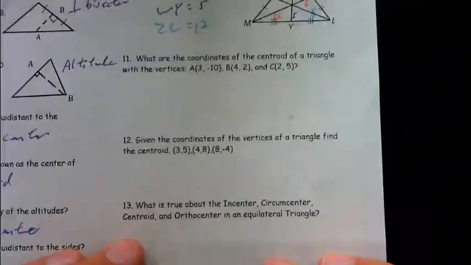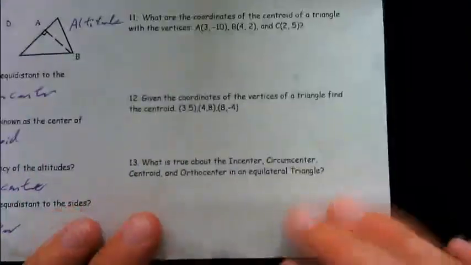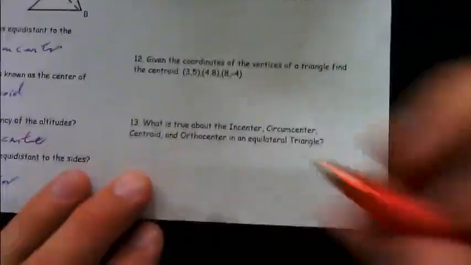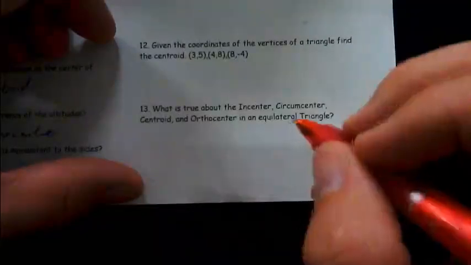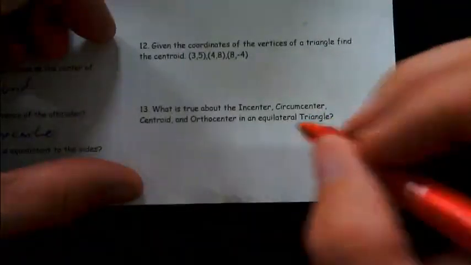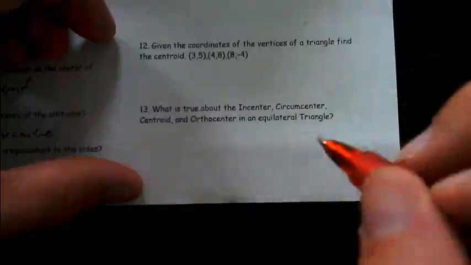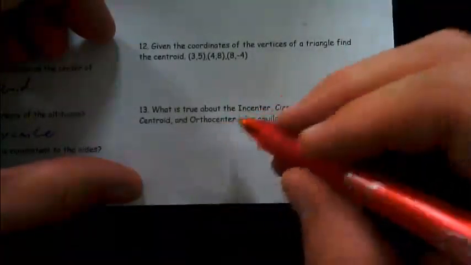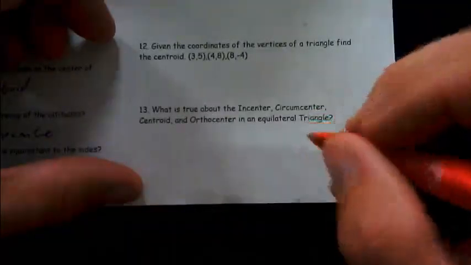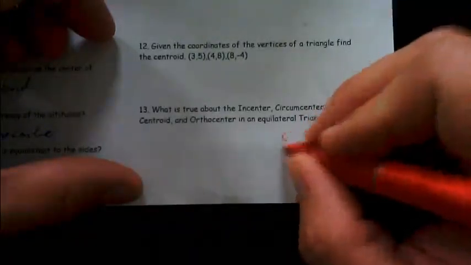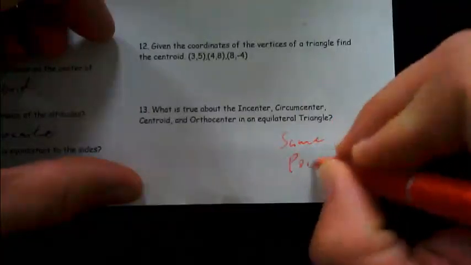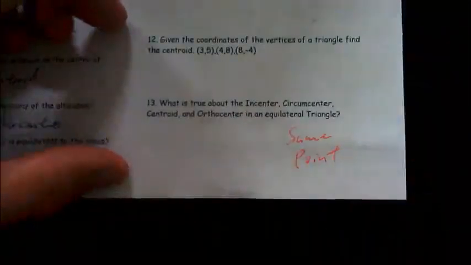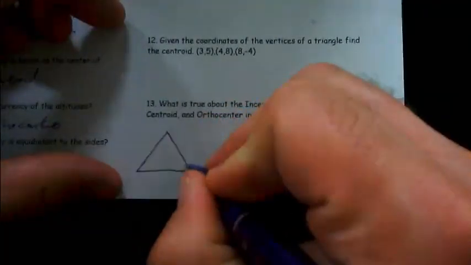The ones on the test for those two are a little bit easier, but I do want to come back to those two. Number 13, went over this in every class, but I'm going to say it again. These are all the same point in an equilateral triangle. So that's the only time they're all in the exact same place. So incenter, circumcenter, centroid, and orthocenter for an equilateral triangle are the same point. Same point. Again, the reason for this goes back to our properties from last chapter.